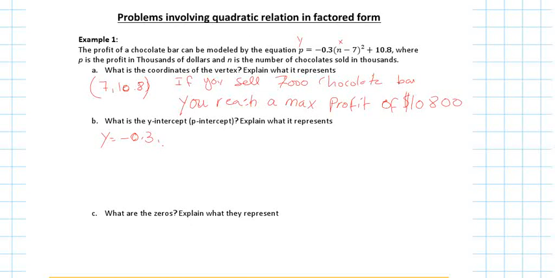Back to this, we said that to find the y-intercept, we need to either put it in standard form or we need to plug in 0 for n. But because anyway we're going to need the standard form for the following question, we are going to put it in standard form first. So let's do this. 3n minus 7. So I need to expand, right? And to expand, I write the n minus 7 twice, or you can use the perfect square formula.